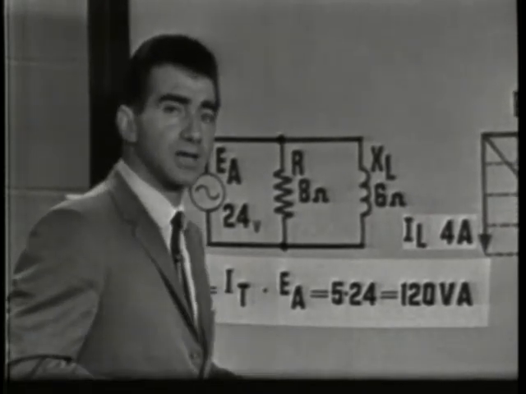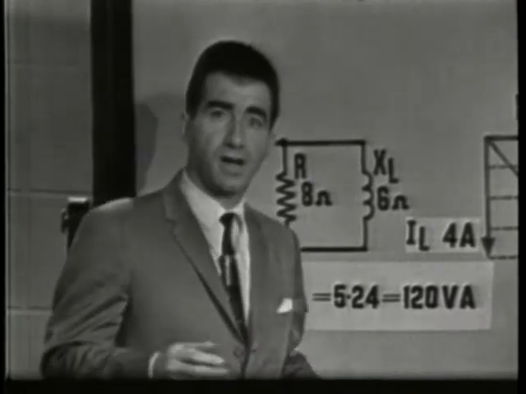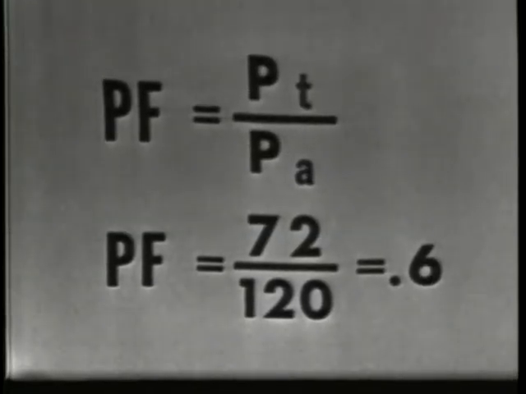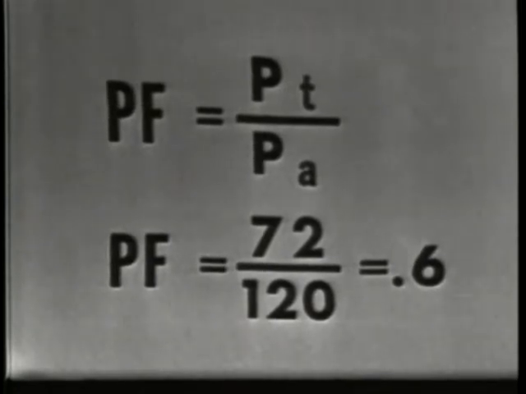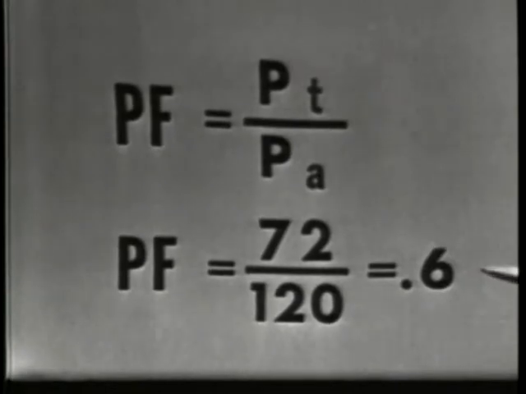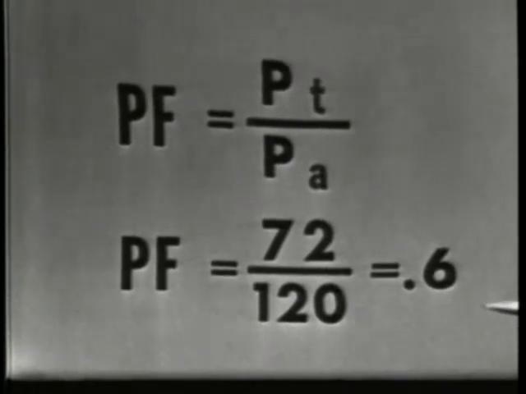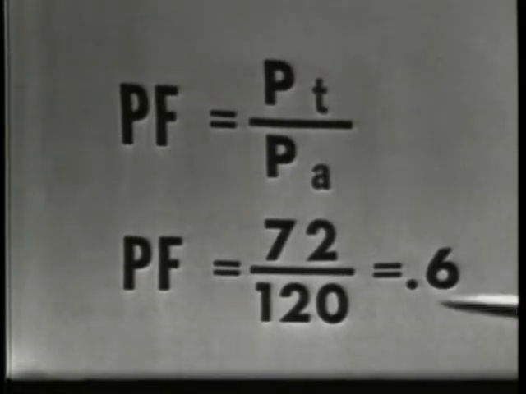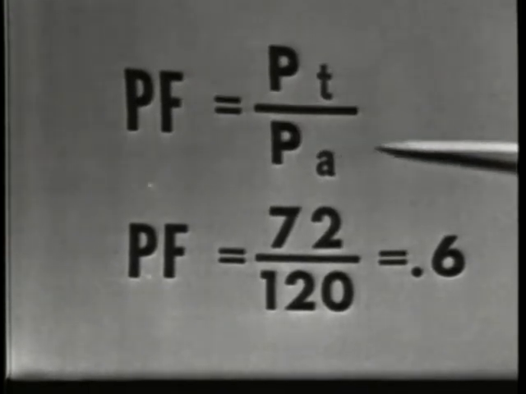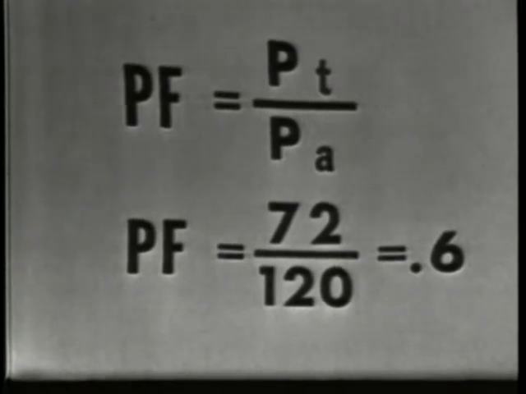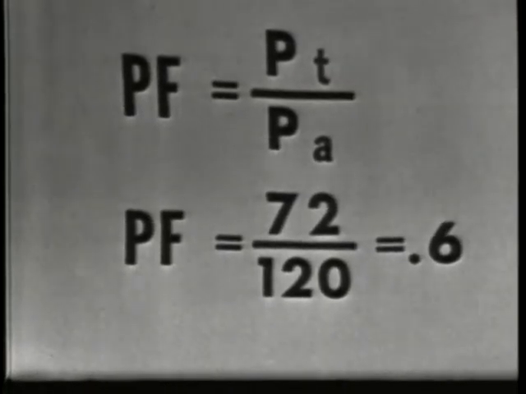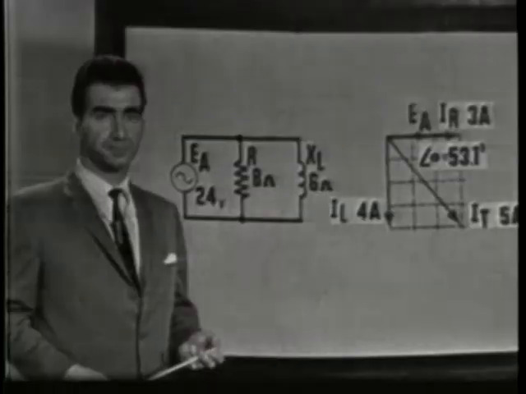Well, now we can calculate the power factor by applying the formula. Power factor is equal to true power over apparent power, or 72 over 120, or the power factor in our circuit is equal to 0.6, the cosine of angle theta. And you should notice that by simply transposing this formula, it would be a simple matter to find either the power factor, the true power, or the apparent power if any two of the three values were known.